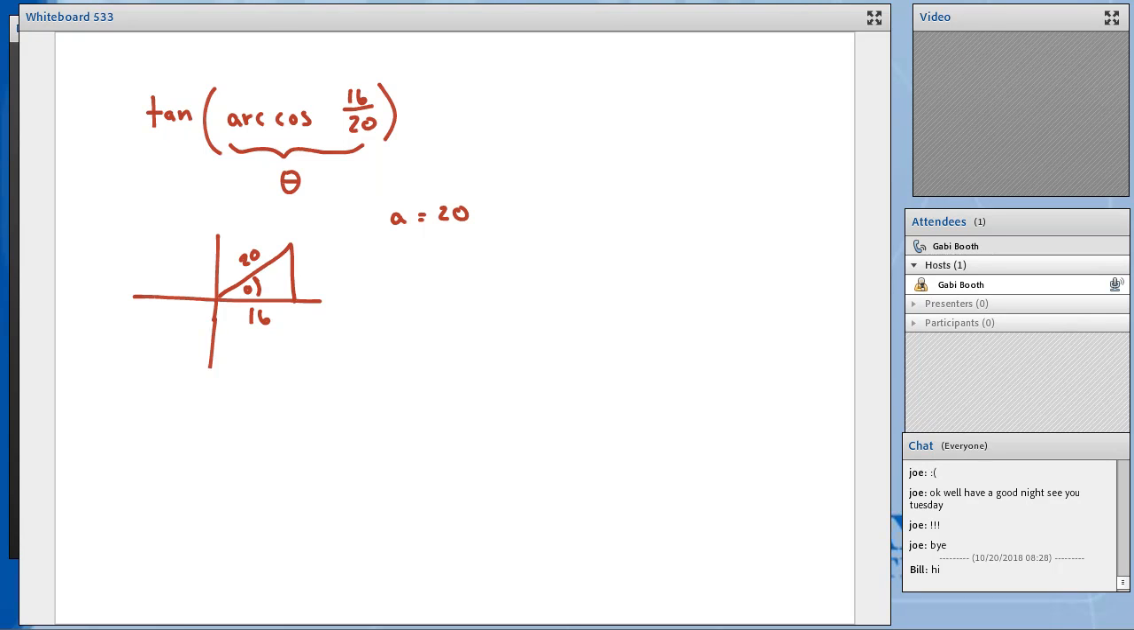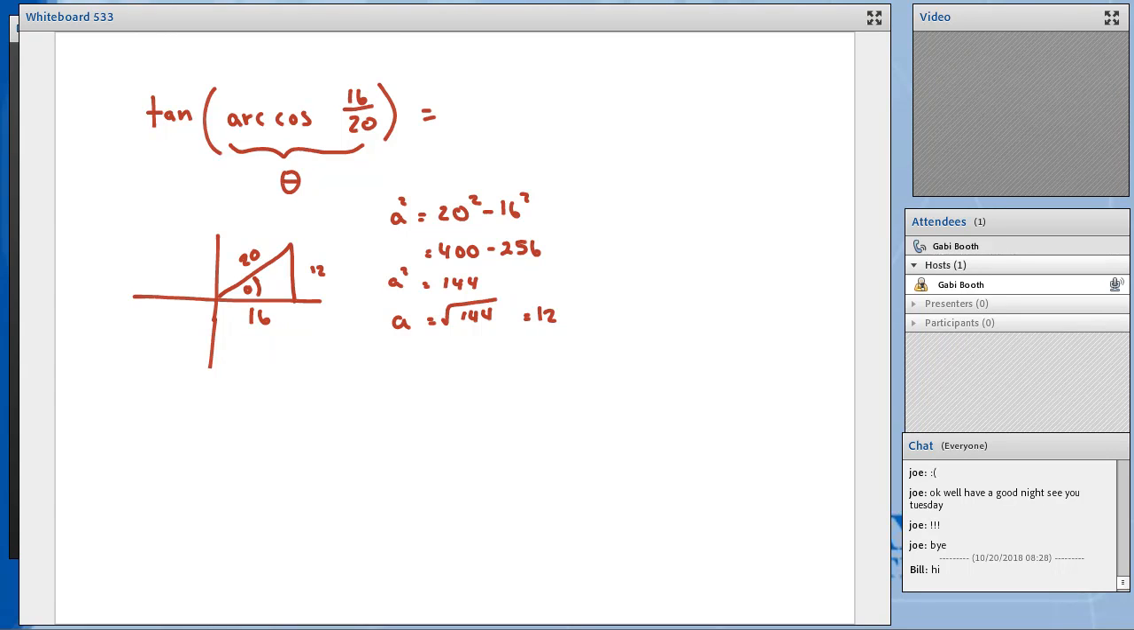So that would be 20 squared minus 16 squared. So 20 squared is 400 minus 256, and that is equal to 144. And of course, this would be all squared. Now to find a, we take the square root of 144, which is 12. So the opposite side here is 12.